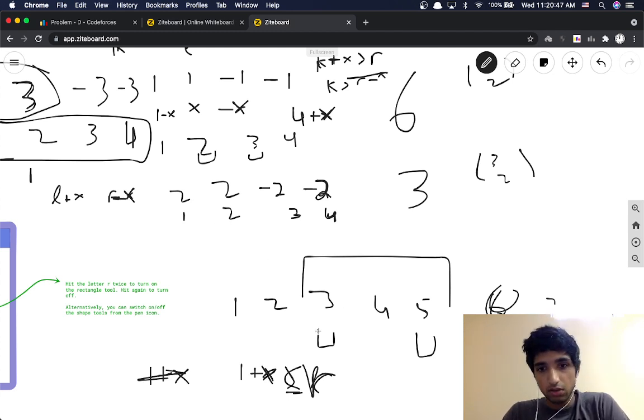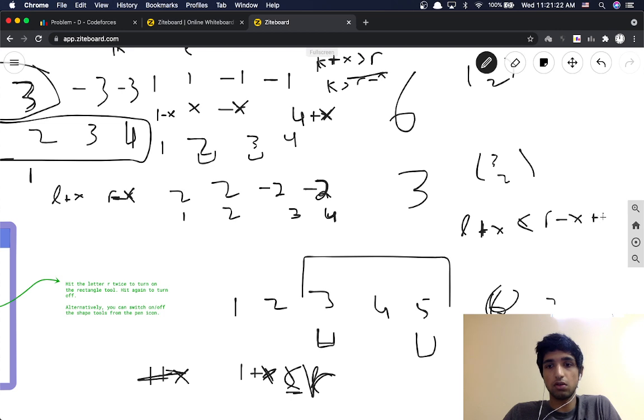Wait, maybe, wait, so you find L plus x, you find R minus x. So if they're like 2 apart, then you're screwed. So L plus x has to be less than R minus x plus 1. L plus x has to be less than or equal to R minus x plus 1. 2x less than or equal to R minus L plus 1. X less than or equal to R minus L plus 1 over 2. Now, is there a lower bound? No.